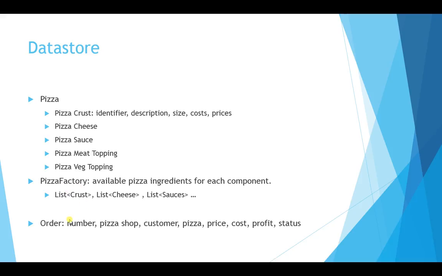Finally, the data store also stores the orders. The order number is generated through a Java random UUID function. And the order also contains the pizza shop identifier, the customer email, the pizza information, the price of the order, the cost of the order, the profit of the order, and the status of this order, which is either new or done.